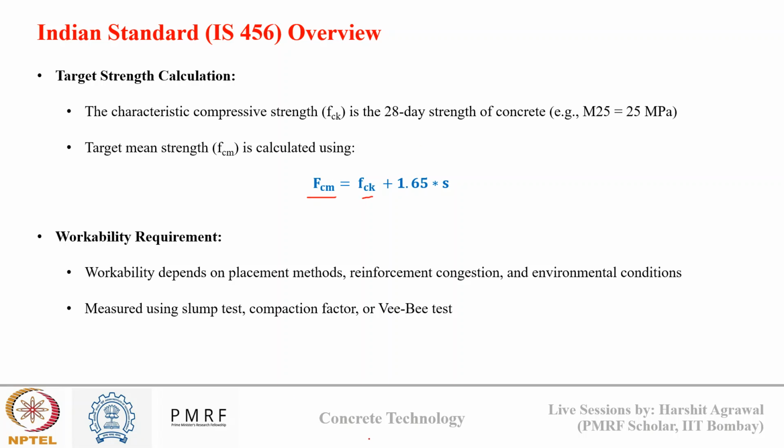Okay. Fourth point is workability. So workability depends on the placement method, reinforcement congestion, and environmental condition. Okay, so how flowable we want our concrete to be, what will be my pumping time, what will be my transport time for concrete, all these factors, how close are my reinforcements to each other, and what is the environmental condition, whether it is very hot weather or cold weather. All these factors can affect the workability demand from concrete. And how we measure workability: either from slump test, compaction factor test, or VB test.